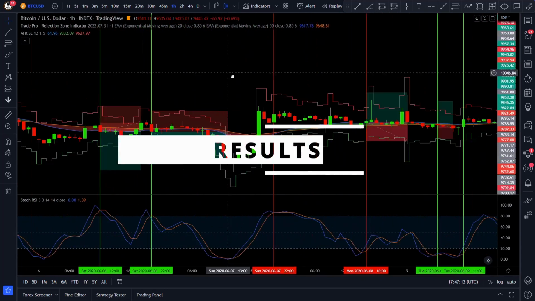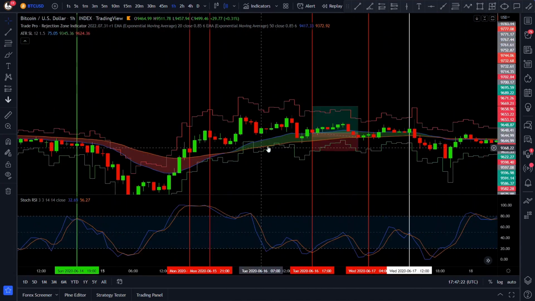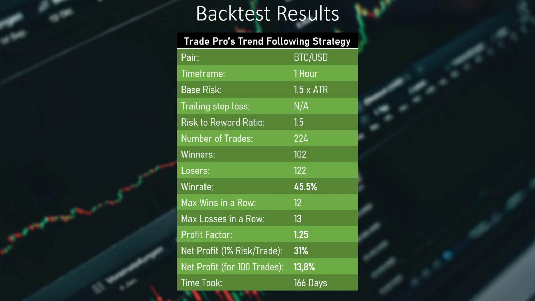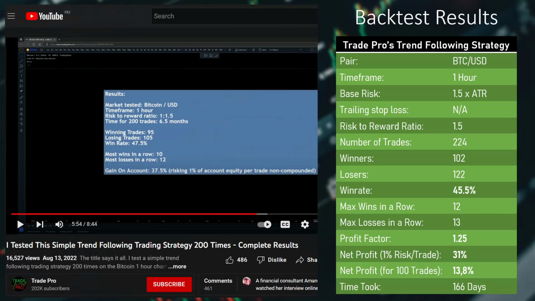And now, let's see the results, the equity curve, and the strategy ranking sheet. After backtesting the strategy on the same time interval as TradePro did, we had 224 trades with a 31% gain on the account. The strategy had a 45.5% win rate and a 1.25 profit factor. As you can see, the results are not far from TradePro's results. He had 37.5% net profit, I had 31%. He had a 47.5% win rate, I had 44.5%.